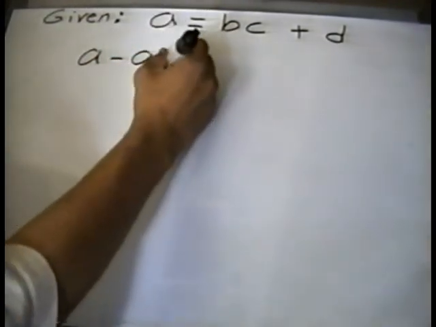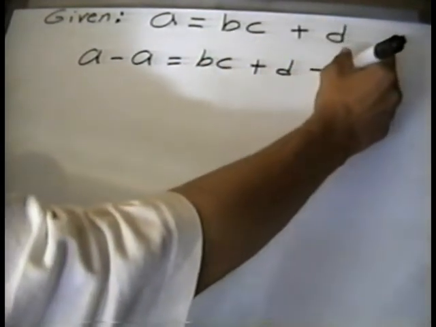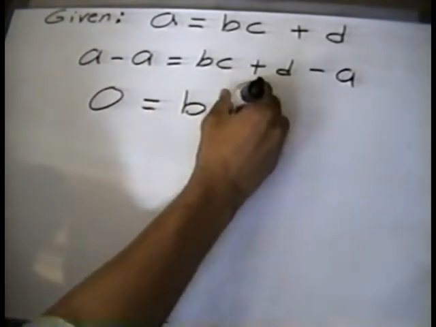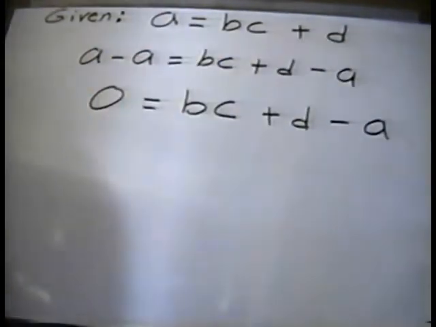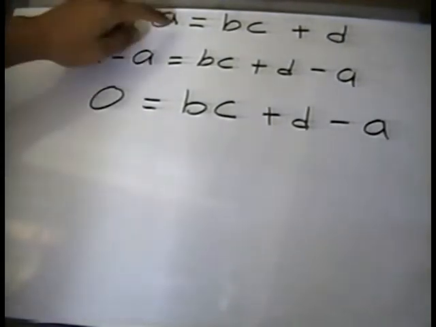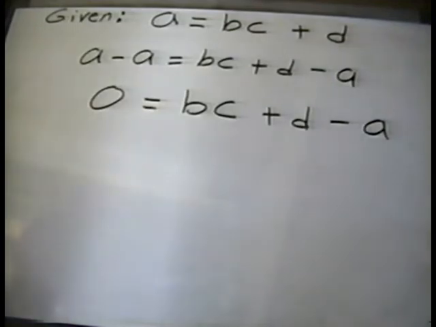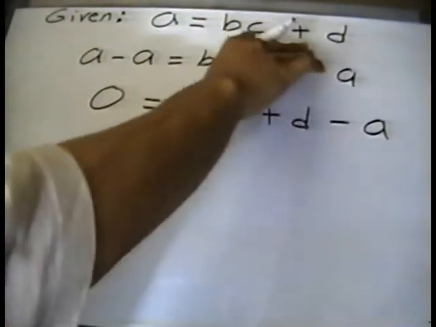Now here, if I subtract A from both sides, if given this part, if I subtract A from both sides, you get A minus A equals BC plus D minus A. You get 0 equals BC plus D minus A. Now here we just set this equation equal to 0.